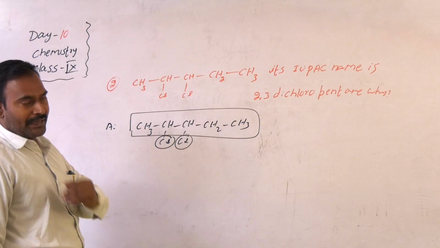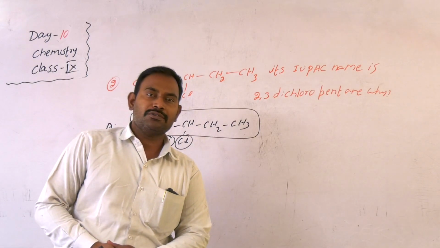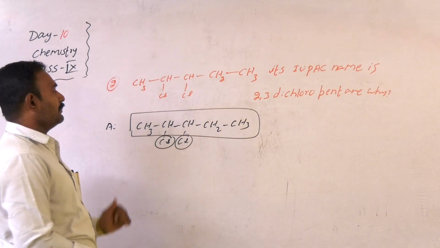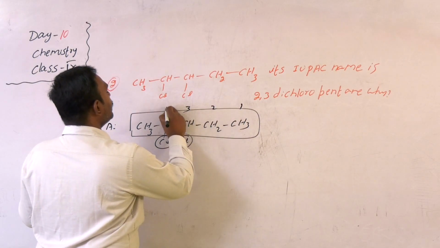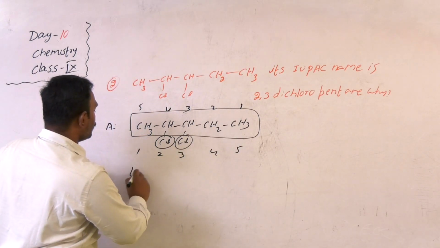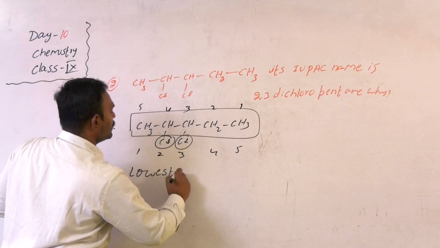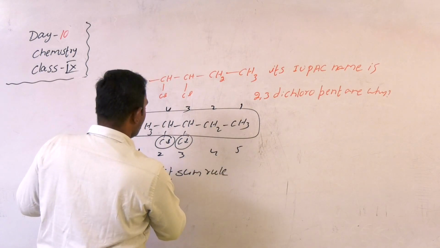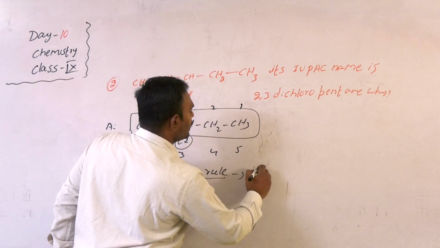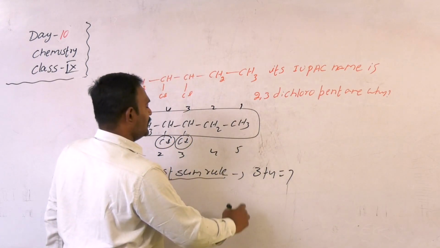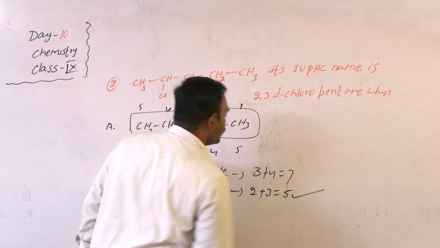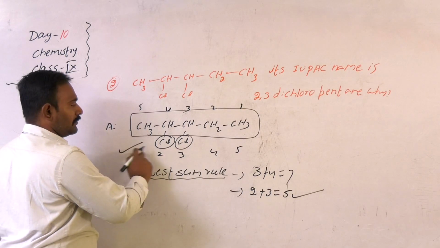Now we have to add the numbering. While giving the numbering, the substituents should get the least number possible. Then we have two options to allot the numbering. First option 1, 2, 3, 4, 5. Second option 1, 2, 3, 4, 5. But according to the lowest sum rule, in the first case the positions of substituents will be 3 and 4, becoming 7. In the second case, the positions of substituents 2 plus 3, we are getting 5. So according to the lowest sum rule, the second numbering order is the correct one.